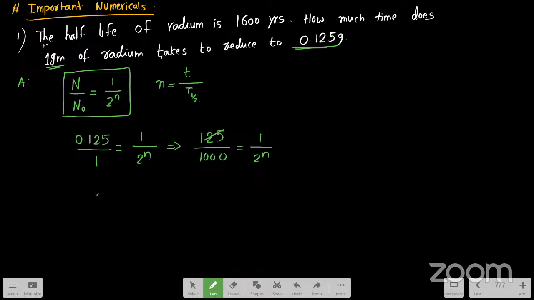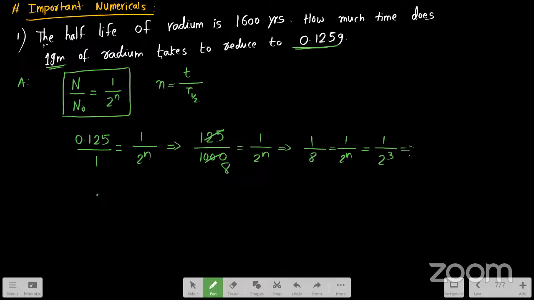1000 divided by 125 will become 8. So from here I can write 1 by 8 is equal to 1 by 2 power n. This 1 by 8 can be written as 1 by 2 power 3, because 2 cube is 8.